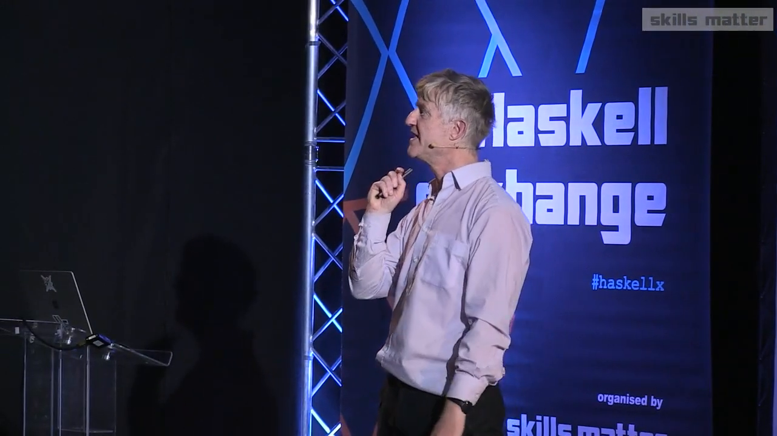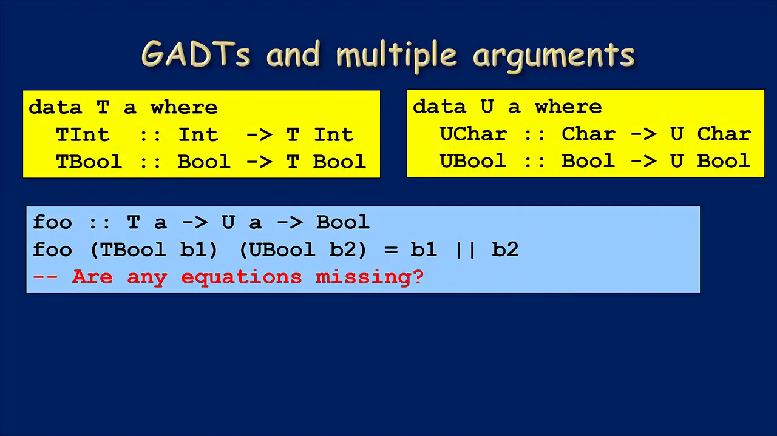Here's one more GADT case that's kind of a little bit weird. Here are two GADTs. This guy has a T-Int, oh no, this guy has a T-Bool. This guy has a U-Bool. So on Bool they agree, but the T guy has a T-Int variant, and the U guy has a U-Char variant. So if I have something of type T a to U a, the a's must be the same. Now what?